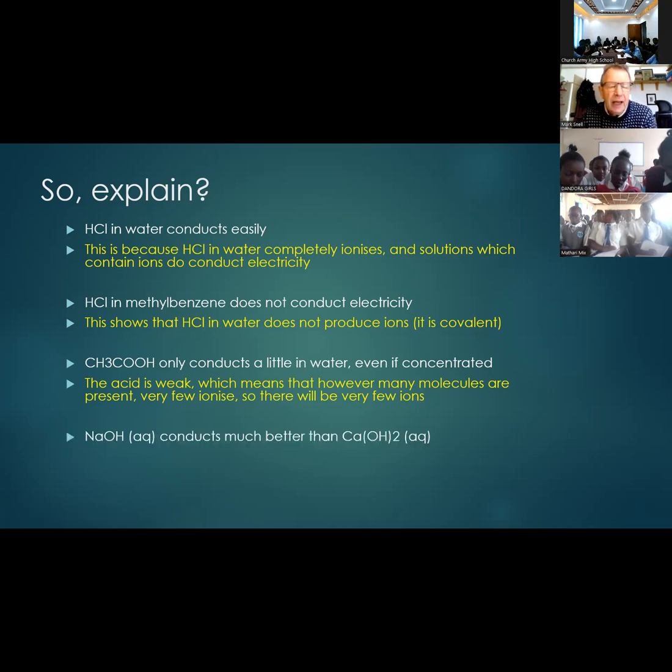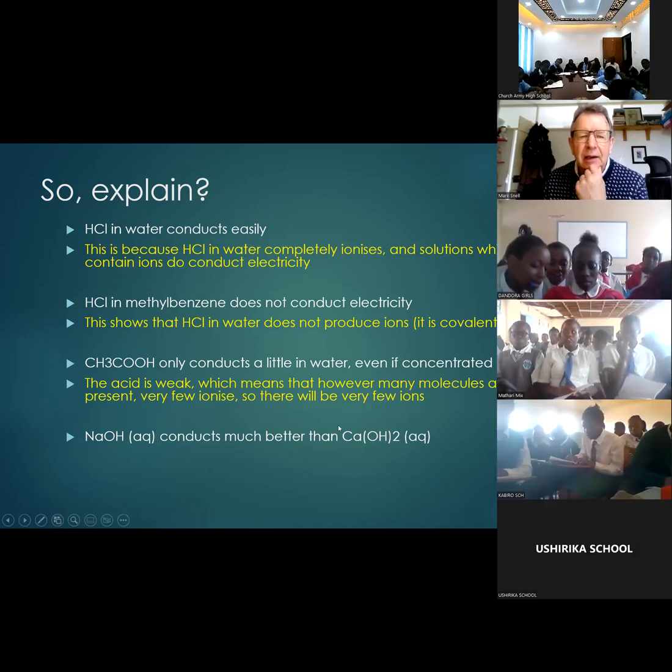So the last one, and it should really have said sodium hydroxide and calcium hydroxide are both bases, are both alkaline. They're both alkaline, but why does sodium hydroxide conduct much better than calcium hydroxide when calcium hydroxide has two hydroxides? So you might think sodium hydroxide, NaOH, would be not as good as Ca(OH)2, because what makes an alkali, if you remember from last time, is the presence of OH minus ions. So have a think. NaOH conducts much better than Ca(OH)2.